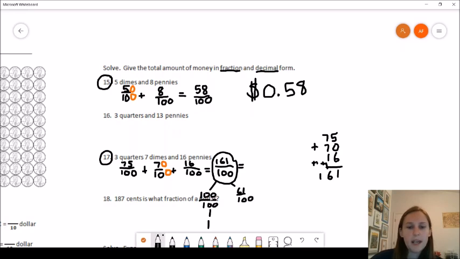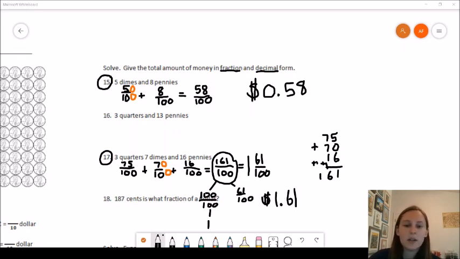One whole dollar is 100 out of 100 cents, and then 61 hundredths, so that would be 1 and 61 hundredths of a dollar. So then as a decimal, I have 1 and then 61 hundredths. And I'm going to put that dollar sign to the left, in front of my number here. So $1 and 61 hundredths of a dollar, so $1.61.